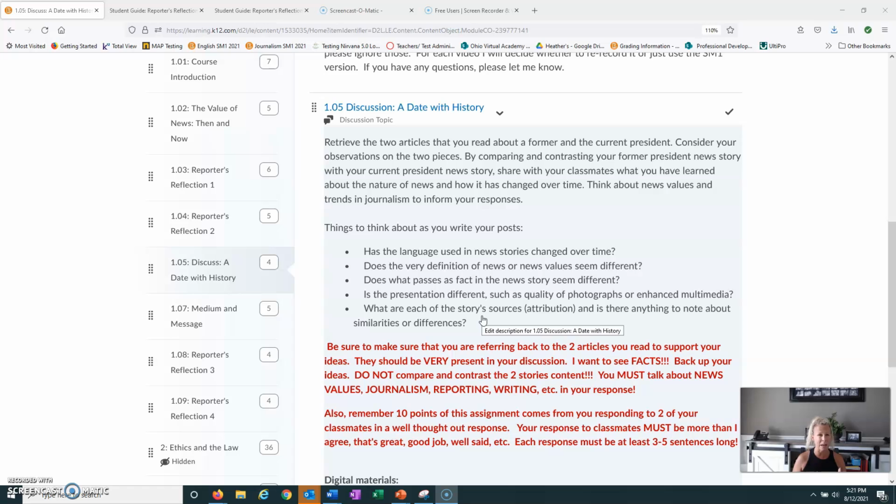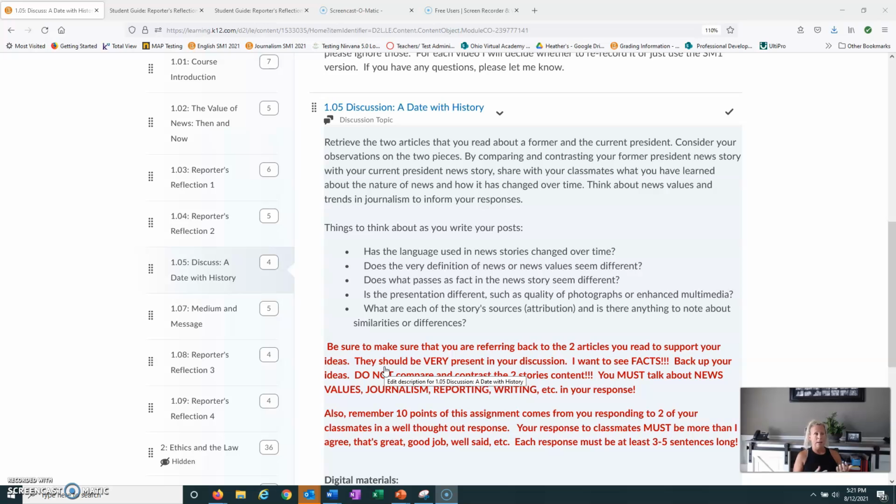And what you're noticing about news in general. So this is what I need to make sure you understand for this. Be sure that you are referring back to the two articles you read and support your ideas.